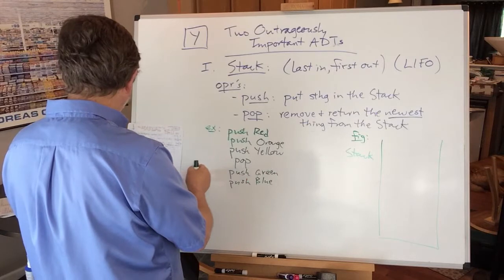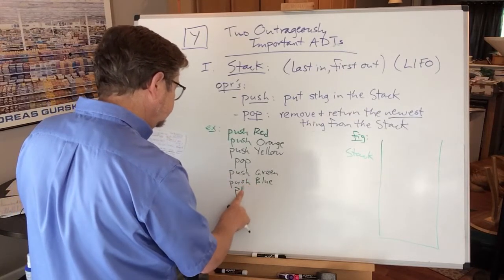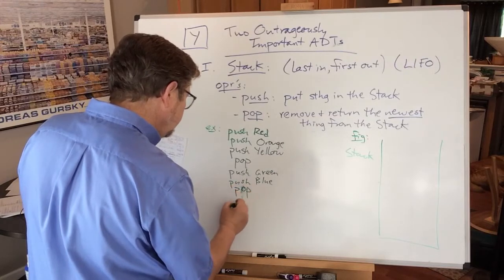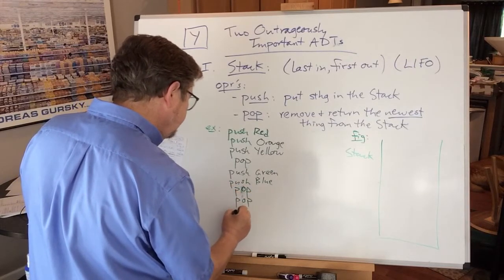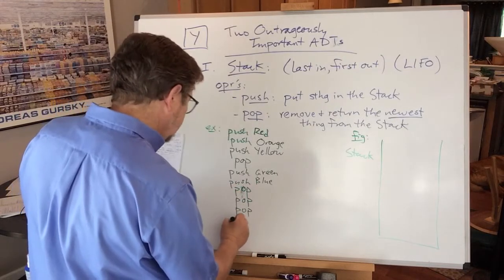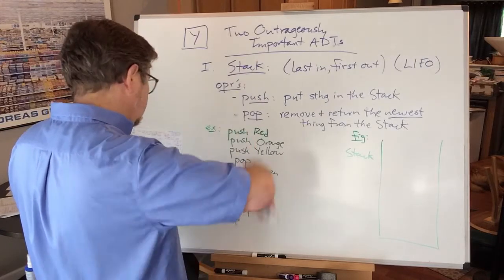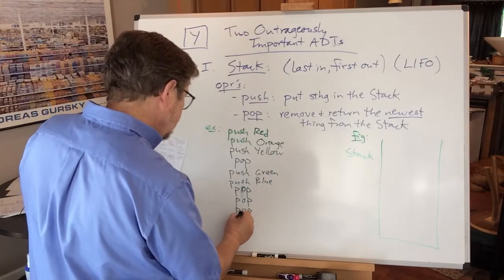Pop, pop, pop. Three pops in a row. Whoops. Pop, pop, pop. And then push violet. Is that right? Red, orange, yellow, green, blue. Oops, I forgot indigo. I'll get that next time around. Push violet.